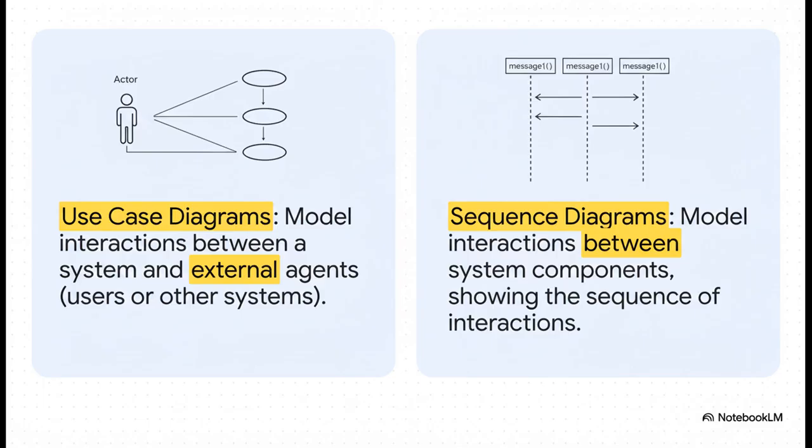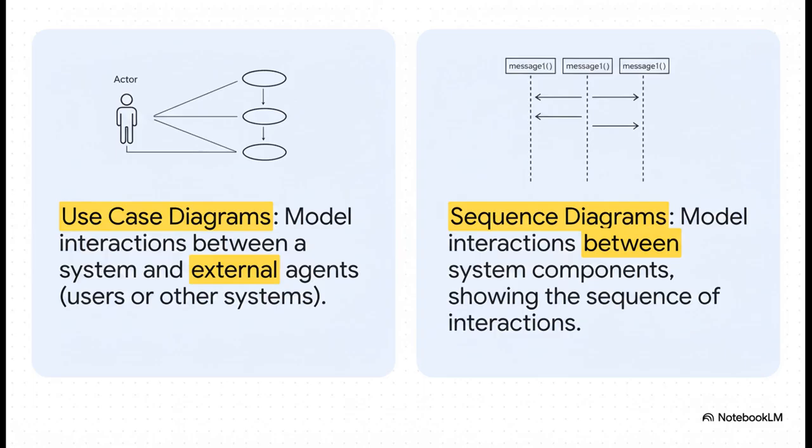Okay, so we know who the system talks to. Now we need to figure out what they talk about, the conversations themselves. And for this, we have two main types of interaction models. And they're both part of what's called UML, the Unified Modeling Language. Think of UML as the standard grammar for software blueprints.